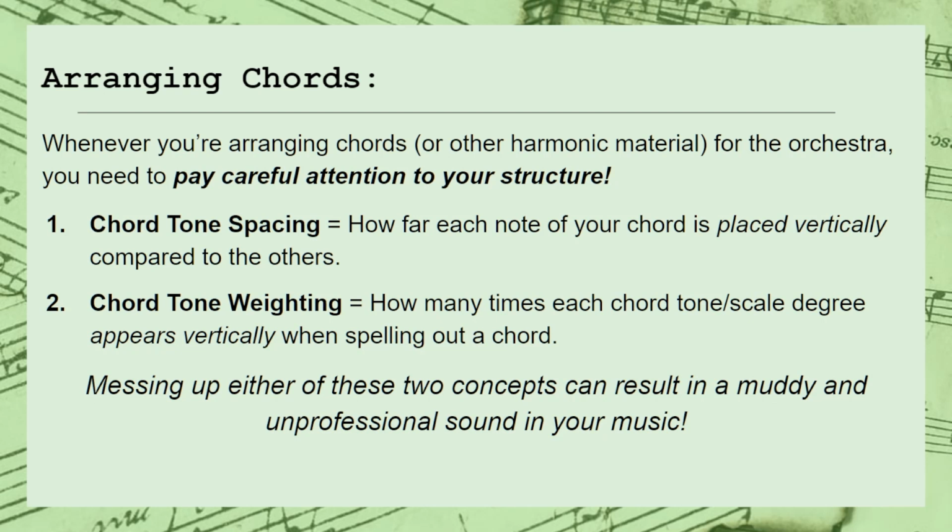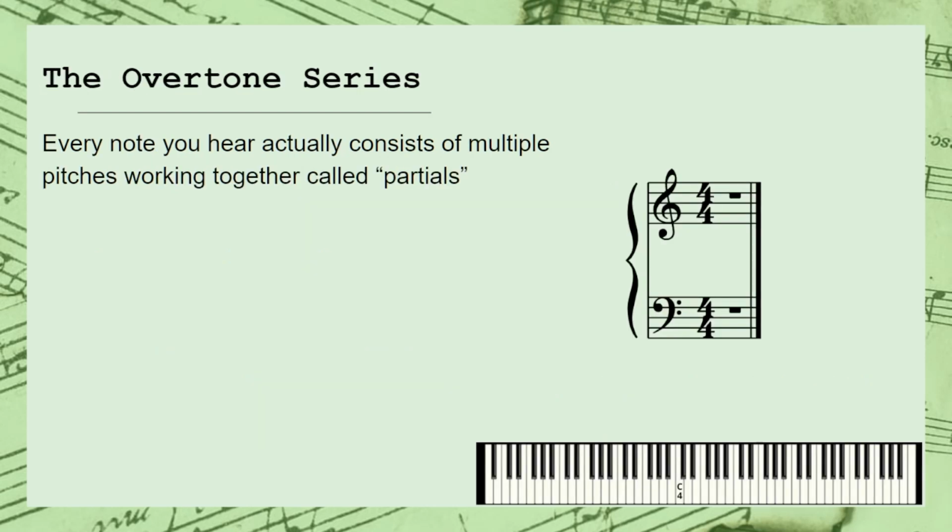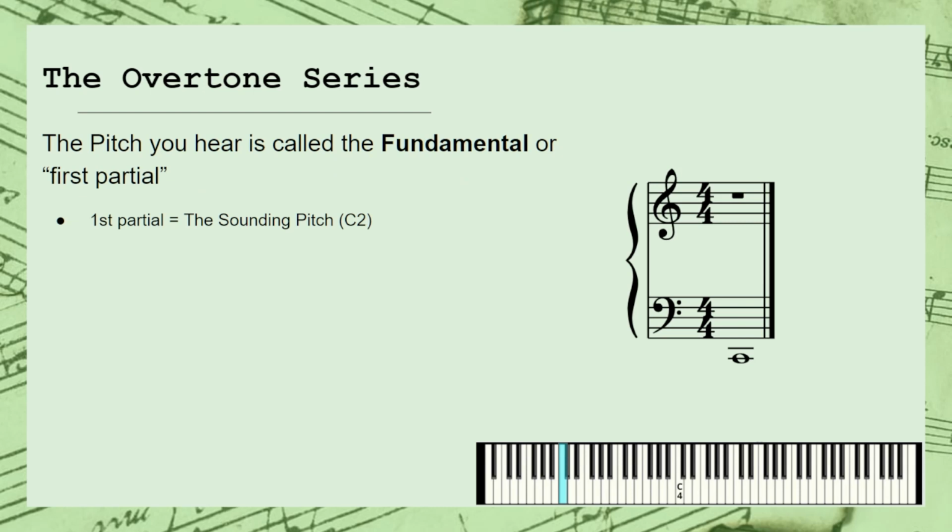And the reason why has to do with something called the harmonic overtone series. The basic idea behind the overtone series is that every single note you hear actually consists of multiple pitches working together, called partials. For example, let's say that you pluck the cello's lowest string to play a C2, or low C. This is the pitch that we consciously hear, and it's called the first partial, also known as the fundamental. However, the sound itself also contains several other partials.